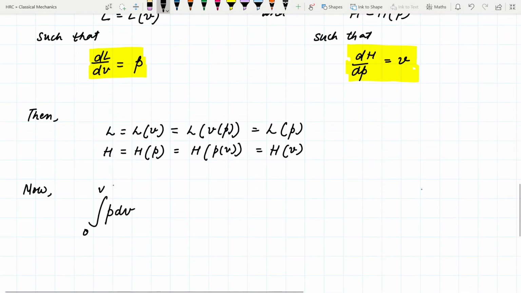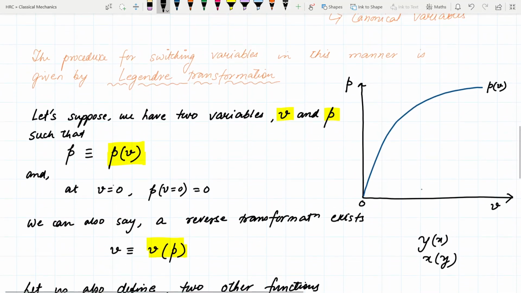If I integrate p dv from 0 to v, what would that represent in this graph? Area under the curve. Very good. So if I say this is p dv, then it simply represents the area under the curve. It will give us this area.